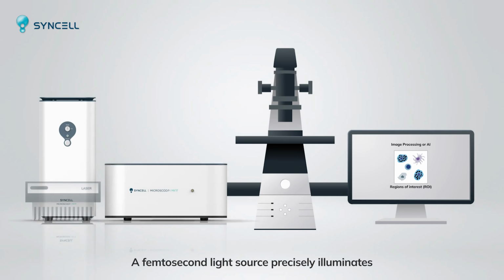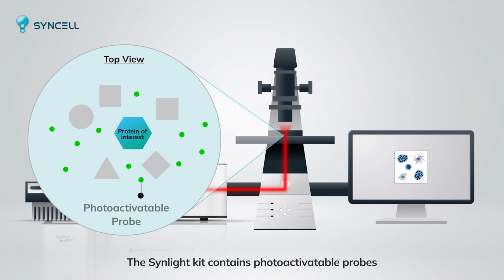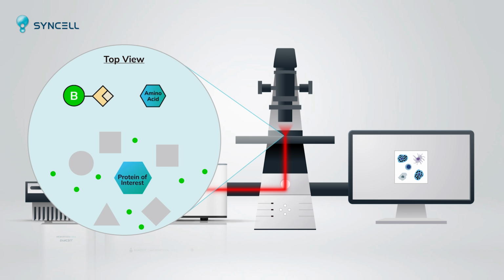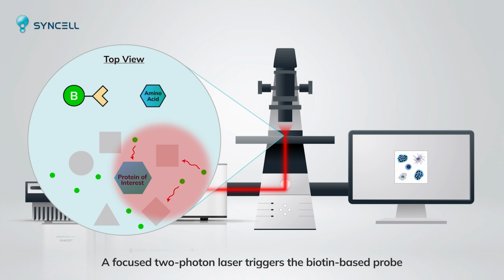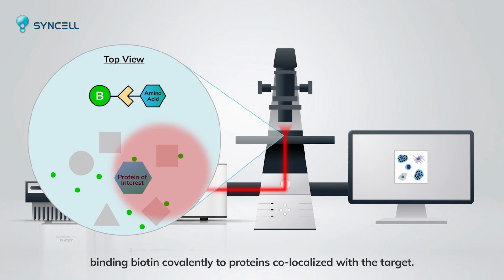A femtosecond light source precisely illuminates the segmented region of interest, one point at a time. The Synlight kit contains photoactivatable probes that biotinylate the sample when light is shown at high resolution. A focused 2-photon laser triggers the biotin-based probe within the region of interest, binding biotin covalently to proteins colocalized with the target.